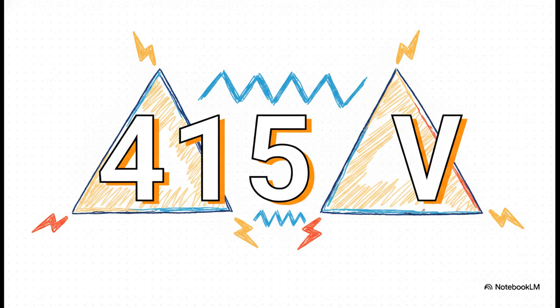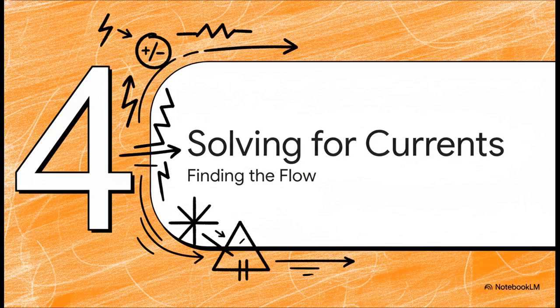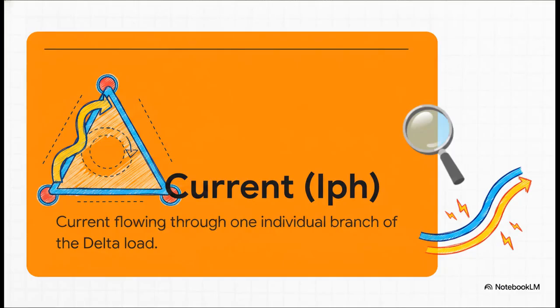No complex math required for this step, just a really solid understanding of how the delta configuration distributes pressure. All right, part 4, solving for the currents. We've got our resistance and we've got our voltage. This means we can finally calculate the actual flow of the electricity.